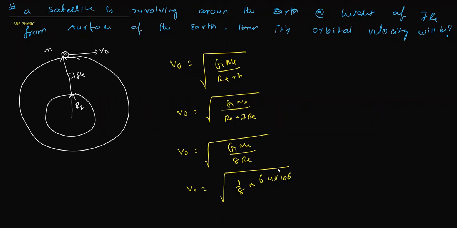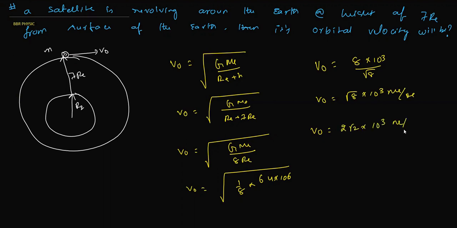So if I find this value, V0 equal to how much will we get? V0 equals 8 into 10 raised to 3 divided by under root 8. So V0 equals root 8 into 10 raised to 3 meters per second. Otherwise, you can convert this root 8 into 2 root 2 also: 2 root 2 into 10 raised to 3 meters per second.